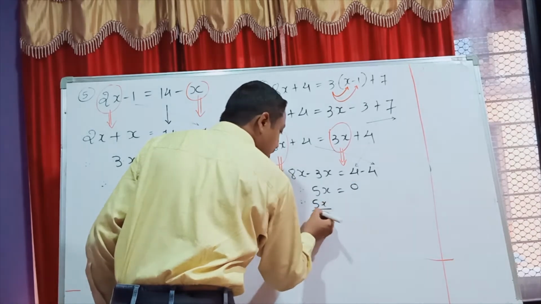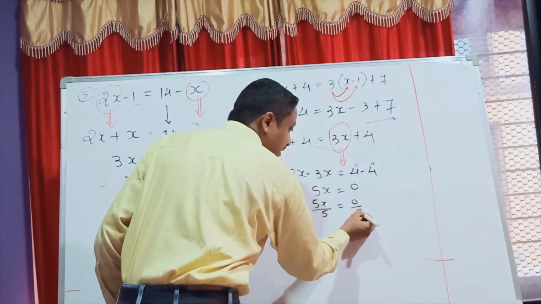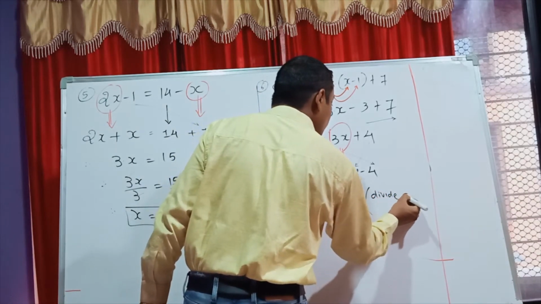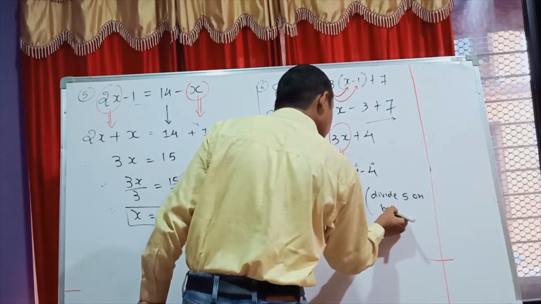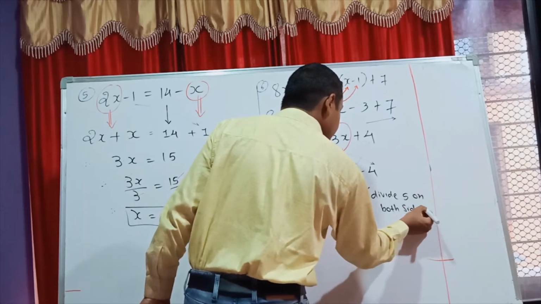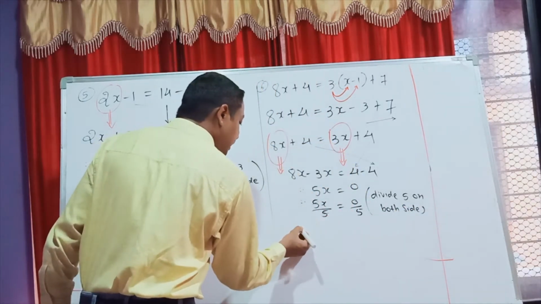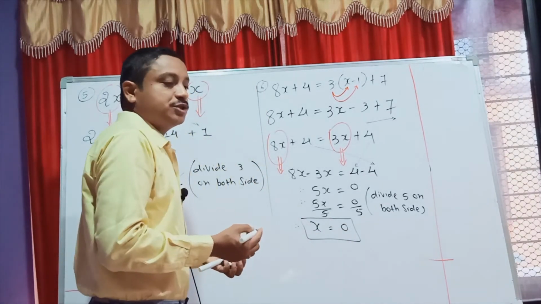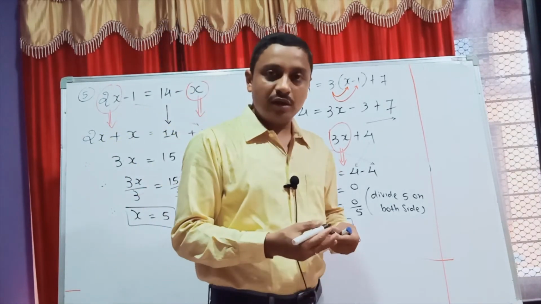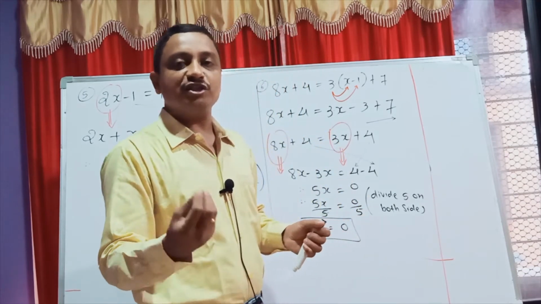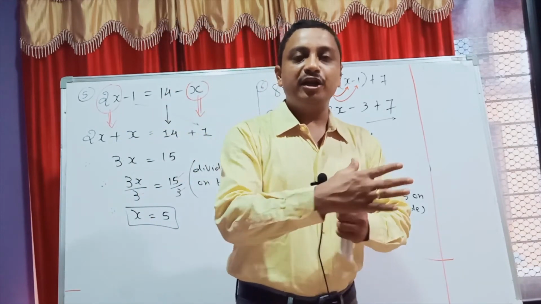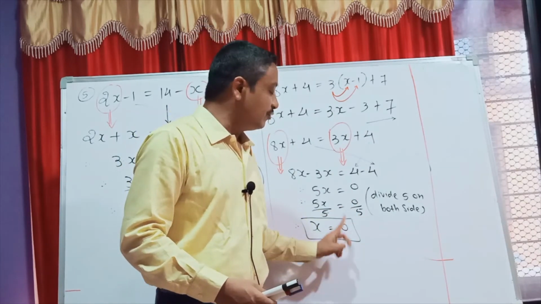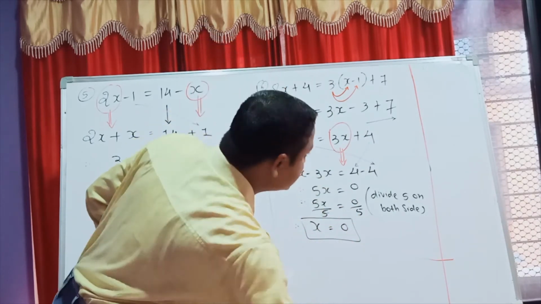Method same, divide by 5, and here declare divide 5 on both sides. So 5 is gone, only I have x, and 0 by 5 is how many? 0. Students, 0 by any number is 0. Maybe 0 by 5, 0 by 1, 0 by 2, any number. 0 by any number, for a constant, is always our 0 answer.